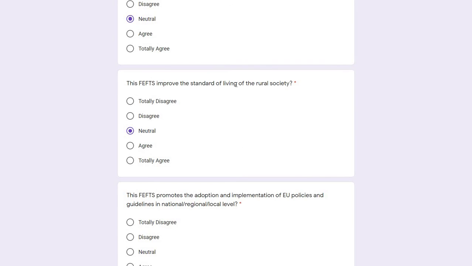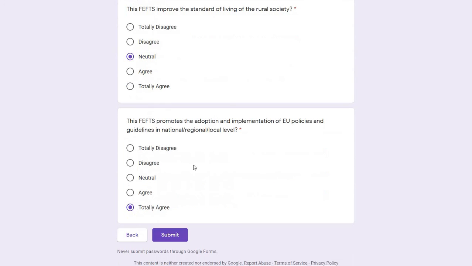Same applies also for the improvement of standard of living of the rural society. And in the last question, if this theft promotes the adoption and implementation of EU policies and guidelines in national, regional, and local level, I have chosen totally agree. This is the last page of the questionnaire, and now we are able to press submit button and actually submit this theft, this technology, this financing mechanism.